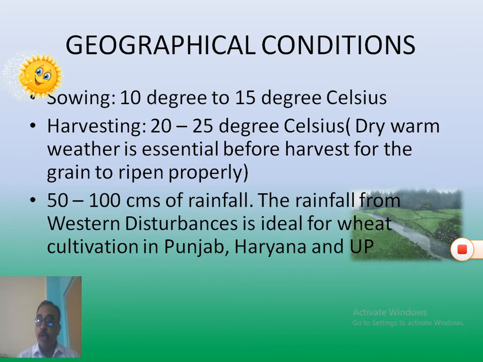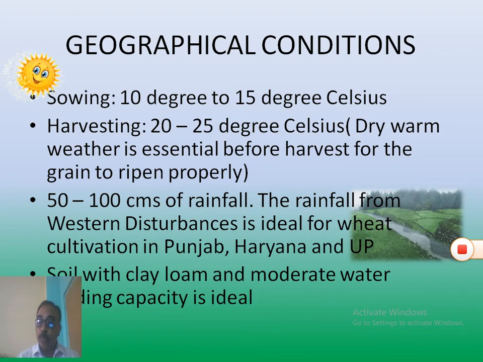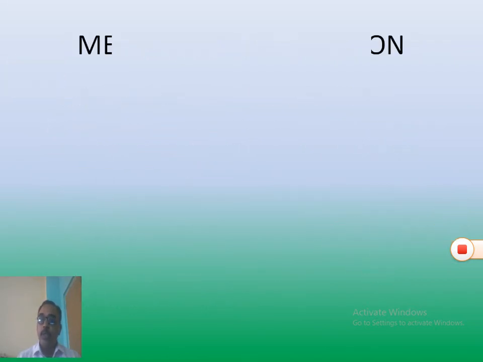Punjab and Haryana are the best places for wheat cultivation. Why? Because they receive winter rainfall from the western disturbances, which helps the seeds to germinate quickly. That's why, after the introduction of the Green Revolution, Punjab has become the granary of our country with the largest wheat production. This western disturbance also helps in the growth of wheat in Punjab, Haryana, and UP. Soil: clay loam with moderate water holding capacity is ideal for wheat.